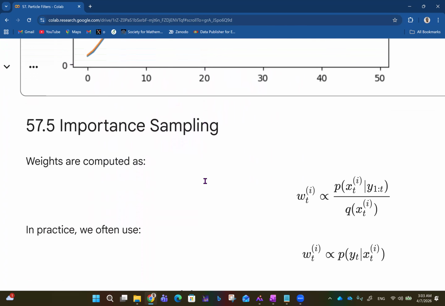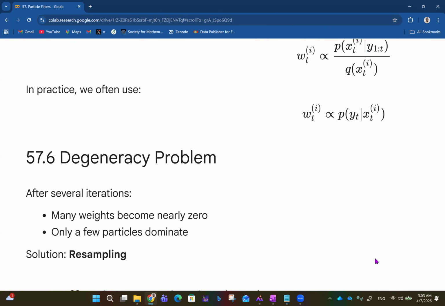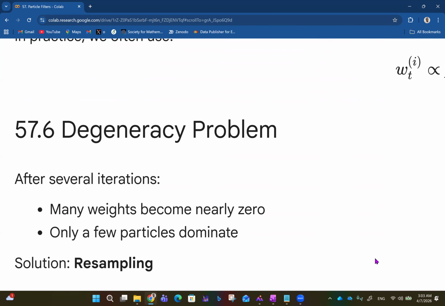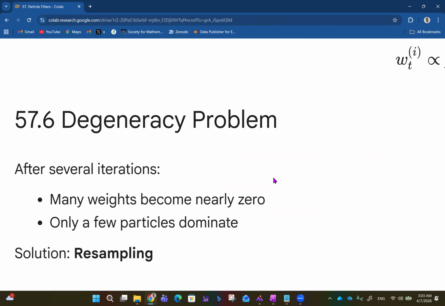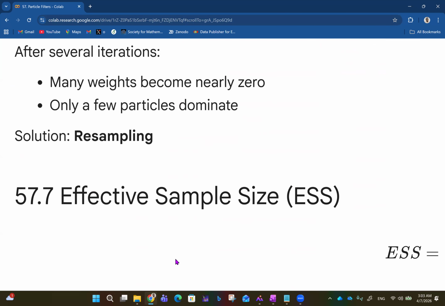Then we go ahead to talk about importance sampling. So weights are computed as w_t^i directly proportional to p(x_t^i | y_1:t) all over q(x_t^i). In practice, we often use w_t^i directly proportional to p(y_t | x_t^i). And then you have a degeneracy problem. After several iterations, many weights become nearly zero, right? And only a few particles dominate. And then the solution is resampling, right?